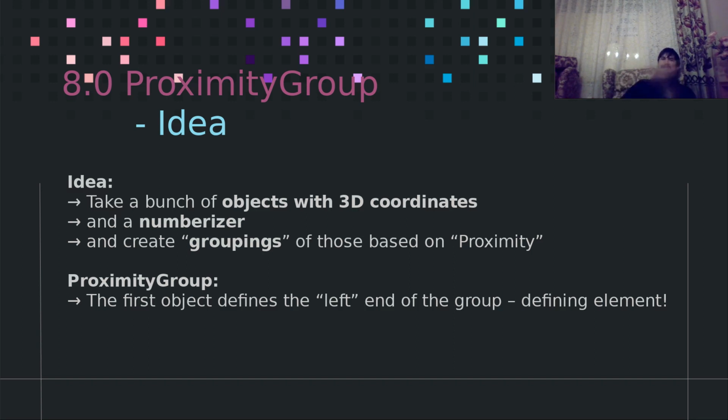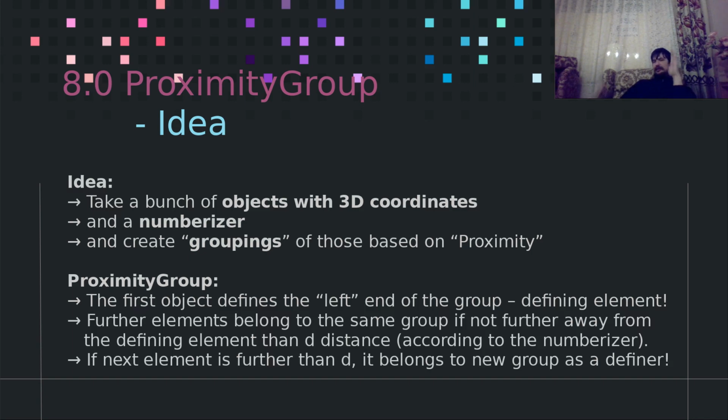That's the easiest way. Let's take the first object of this array, of this heap of objects, wherever you are coming from. The first object defines the left end of this group, the first group. It's a defining element. Further objects that you are grabbing belong to the same group, unless the distance from the defining first element is bigger than D. Then a new group will be opened, and the new object will be the defining element for that group, of course.